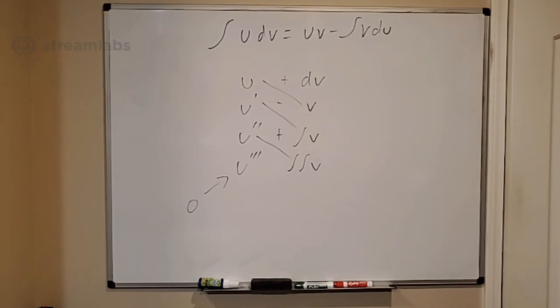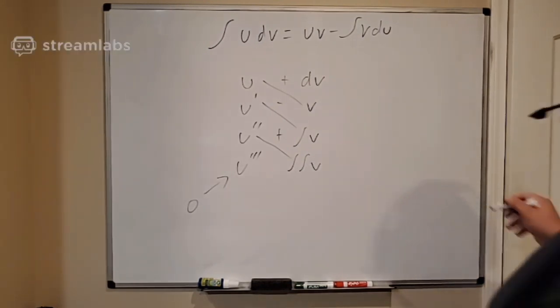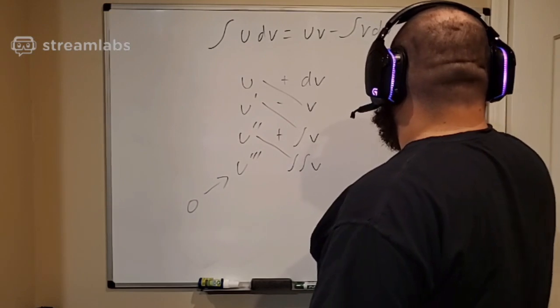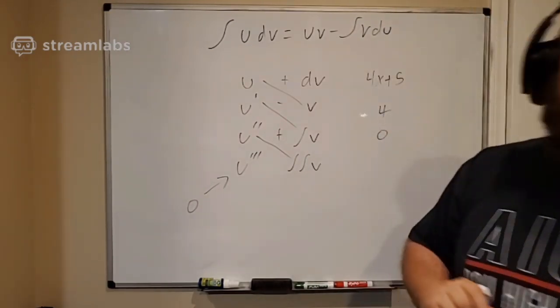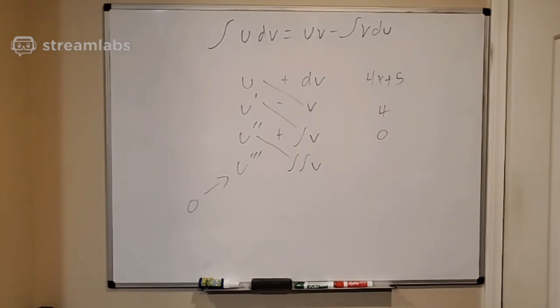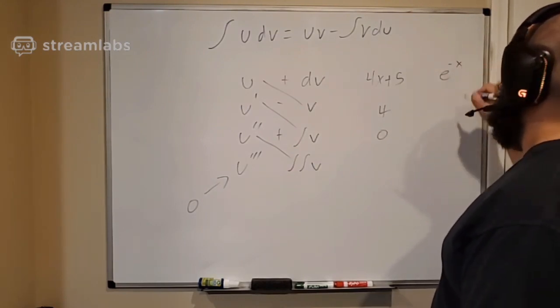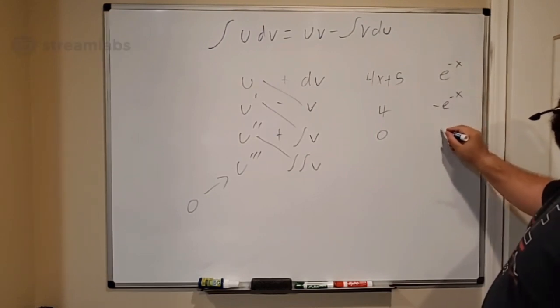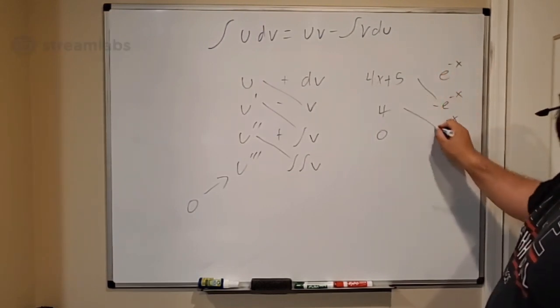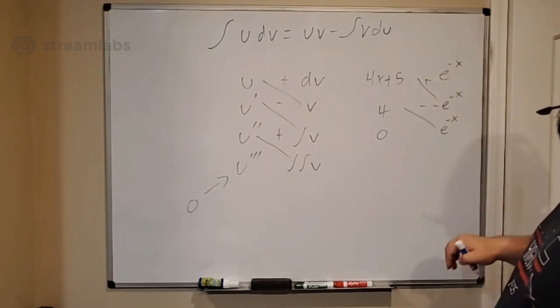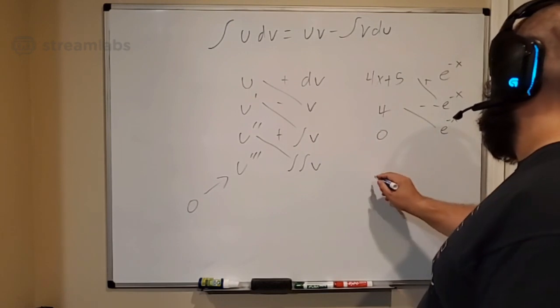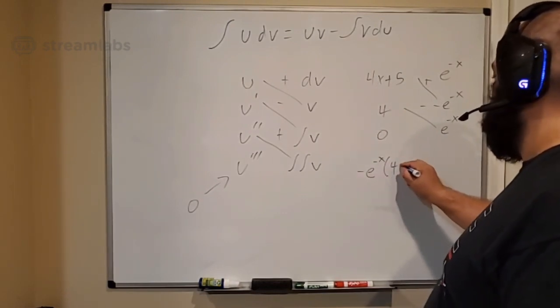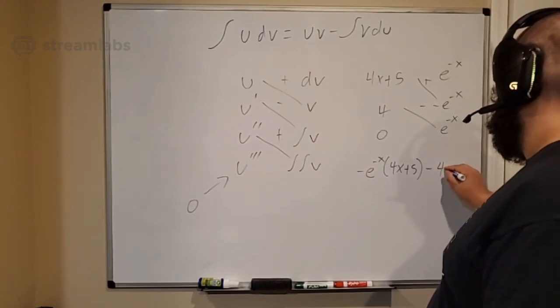So if we do number 1, it'd be 4x plus 5, and then 4, and then 0 for the polynomial part, and e to the negative x. And if this is e to the negative x, when you're taking the antiderivative, you've got to compensate for the negative each time. So it just cycles around like that. Plus, minus. So your antiderivative of whatever they had would be negative e to the negative x times 4x plus 5 minus 4e to the negative x.